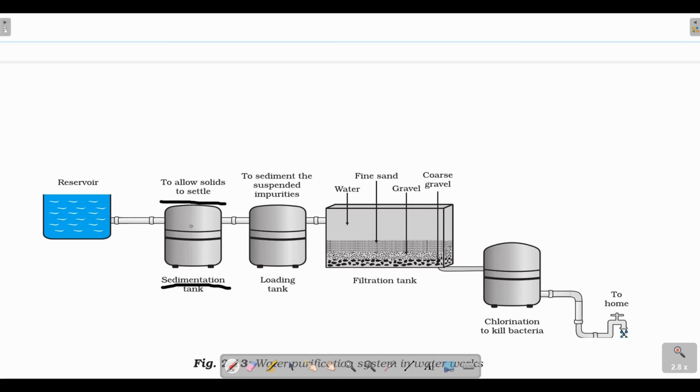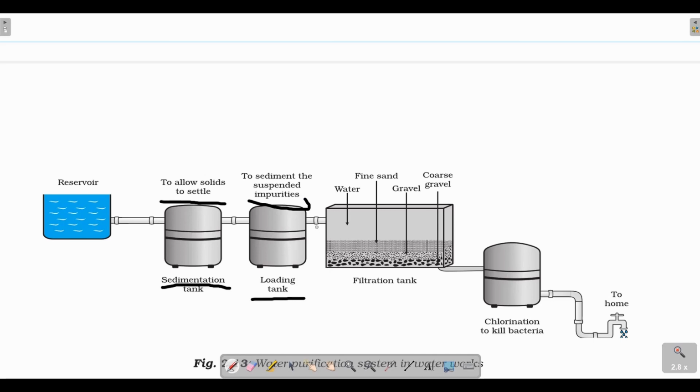Again it passes through the second tank, which is called a loading tank. In this tank also the same process, sedimentation, is going on, but in the first tank the very much bigger particles will be deposited, and somewhat smaller particles, comparatively smaller than those settled down in the first tank, will be separated in the second tank. So in both tanks the process is sedimentation.